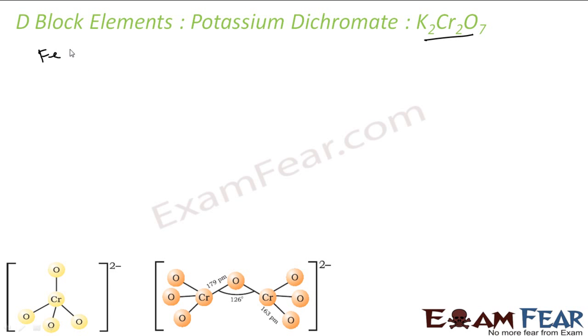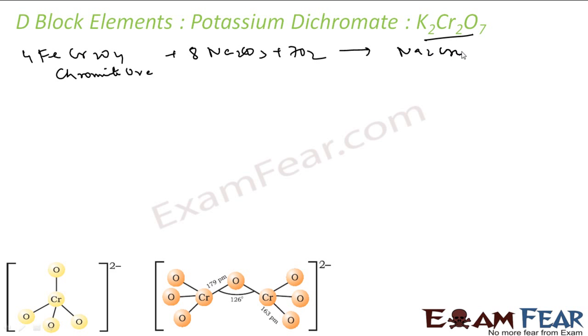So let's see the preparation of this. We take this chromite ore, FeCr2O4. From this, we react with Na2CO3 and oxygen. I write a balanced equation. What you get is Na2CrO4, Fe2O3 and carbon dioxide. This is what you get, and Na2CrO4 is yellow in color.